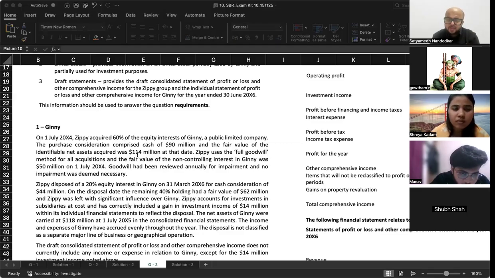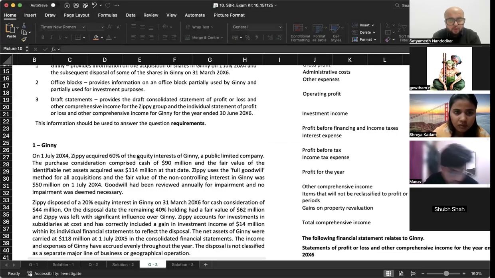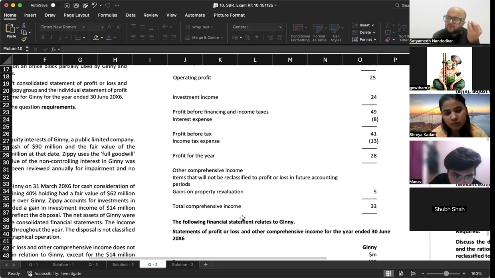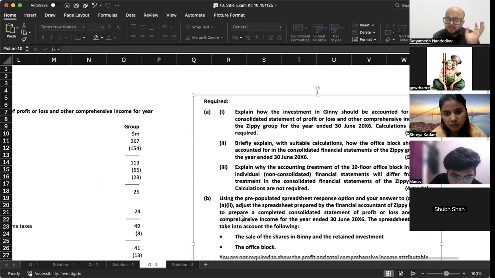ठीक है. Have they asked you the calculation? No, sir. But you will have to specifically say कि that 14 million which has been included in the consolidated financial statements has to be removed because that is standalone का figure. You have to include the consolidated का figure. You have to just describe the accounting treatment, nothing else.